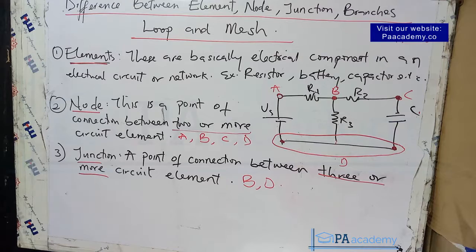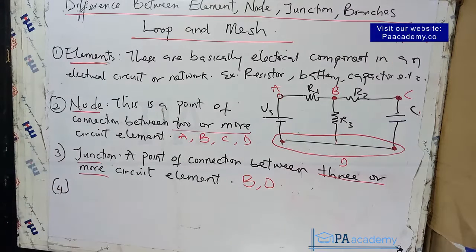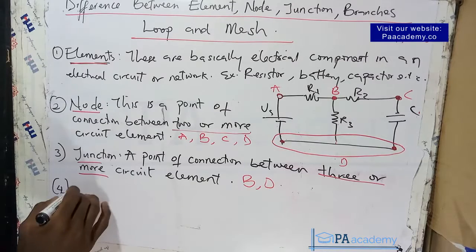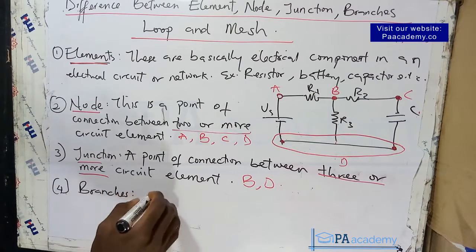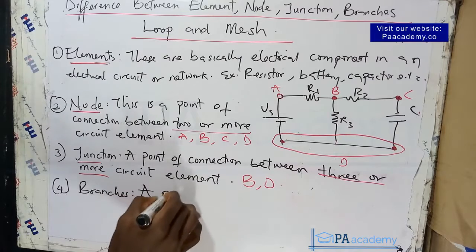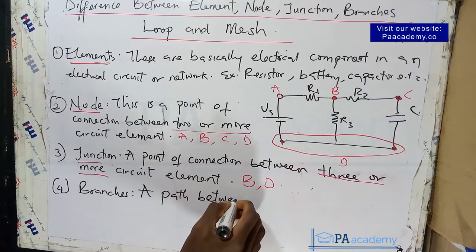The fourth one is branches. So when we talk about branches, a branch is defined as a path between two nodes.